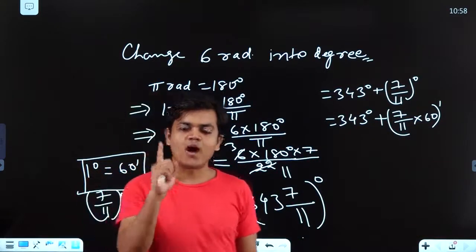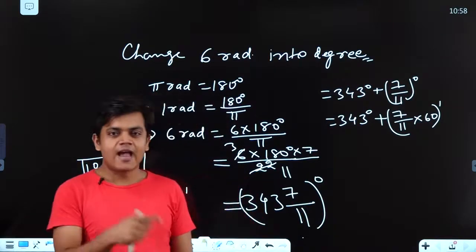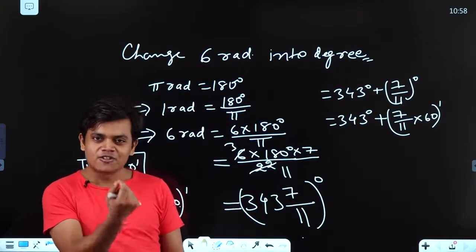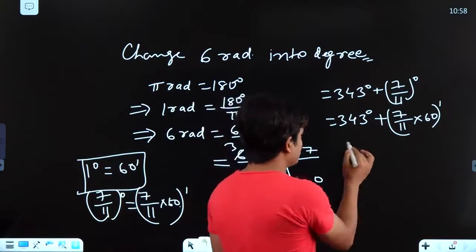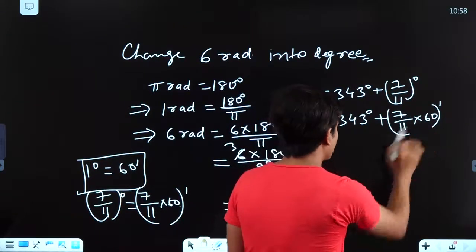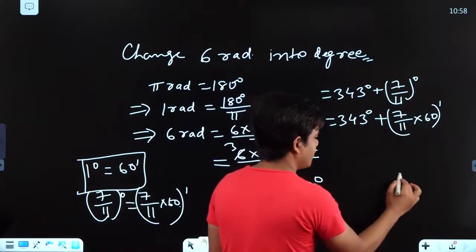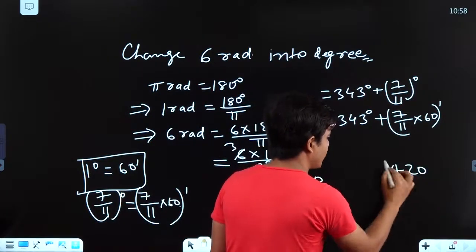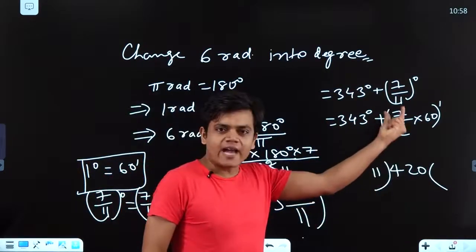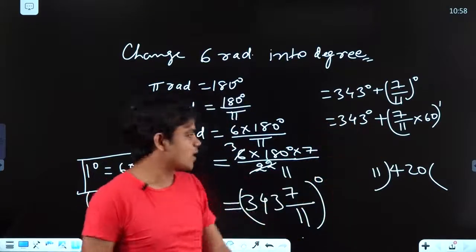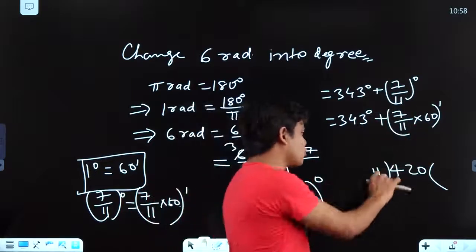Okay, because 1 degree is equal to 60 minutes, 1 minute is equal to 60 seconds, and 1 degree is equal to 3600 seconds. You know all these things already. So what shall we do? This is 420 and we have to divide this 420 by 11. Why am I doing this? Because I want the angle in terms of minutes. That's why. So 7 into 60 is 420 and we will divide that 420 by 11.